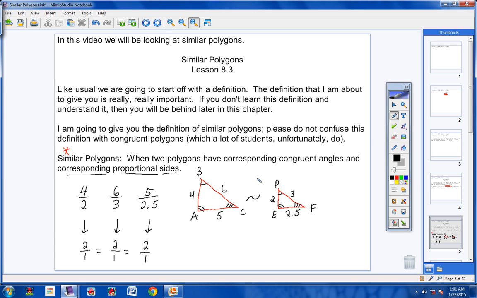That's what we mean when we say the corresponding sides must be proportional. That means when you line up a side with its corresponding side and you list them all out and you reduce them, you better get the same fraction out. Okay, so that's why these two triangles are similar: congruent angles and proportional sides. Please understand that. All right, moving on.